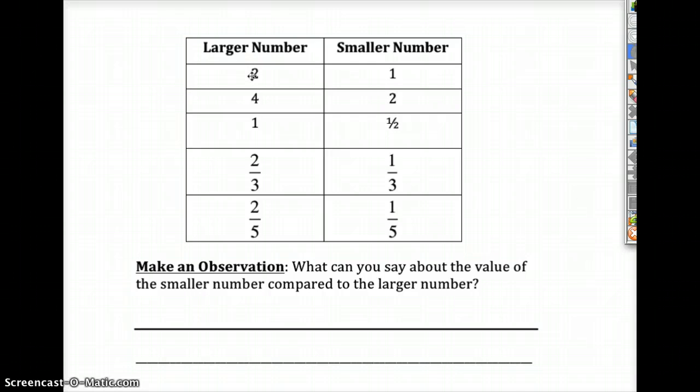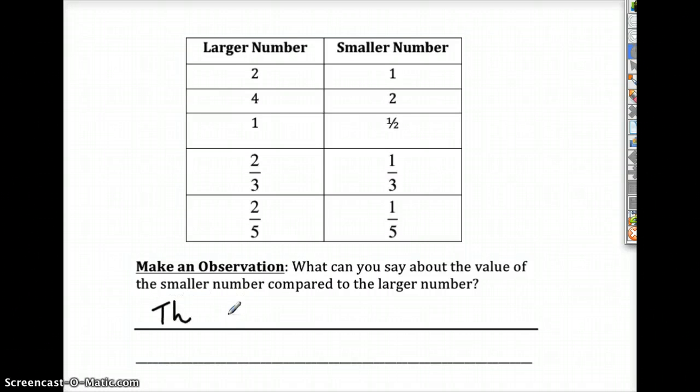I'm going to compare a larger number of 2 to a smaller number of 1. Compare larger number 4 to smaller 2. 1 to 1/2. 2/3 to 1/3, 2/5 to 1/5. What observation do you make? Well, what's happening is the larger number is double the smaller, or in other words, the smaller number is half of the larger, okay?